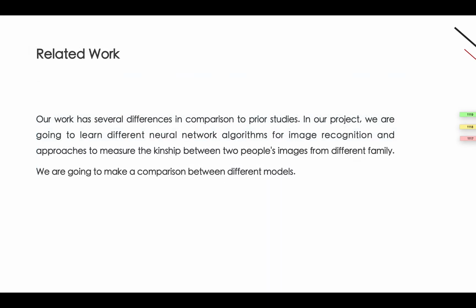Our work has several differences in comparison to parallel studies. In our project, we are going to learn different neural network algorithms for image recognition and approaches to measure the kinship between two people's images from different families. We are going to make a comparison between different models too.